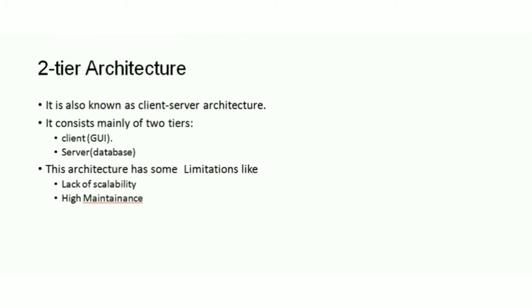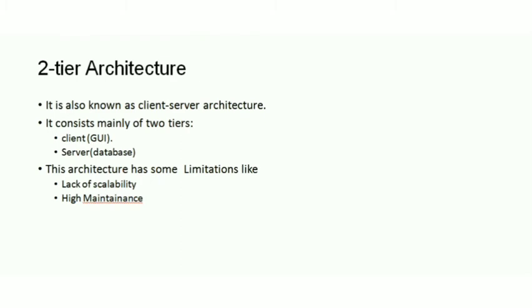This architecture has some limitations, like lack of scalability and high maintenance. When the number of users increases, the system may not give the proper output for all the requests. So that defines the scalability, and this is the lack of scalability of two-tier architecture. And when there are multiple users, you have to handle all the requests of those users and give the proper answer to the proper client. That is the main thing. So you have to maintain that system heavily.